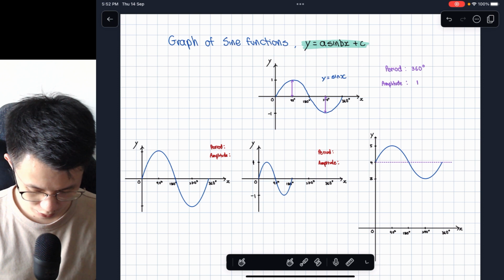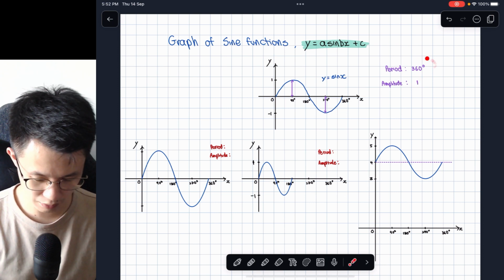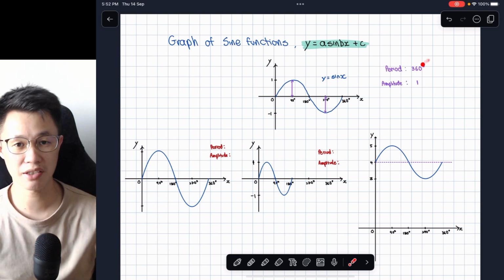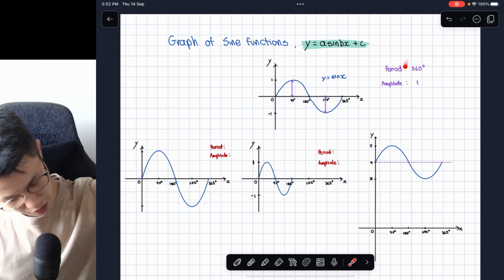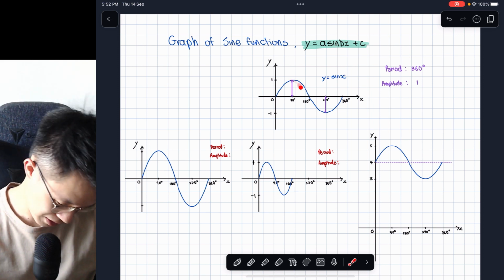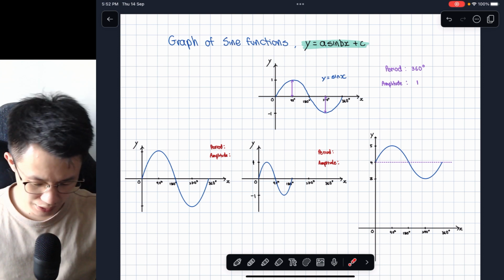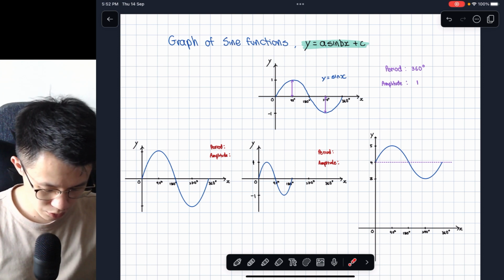It has an amplitude of 1 and a period of 360 degrees. A period of 360 degrees means how long it takes, in terms of the angles, to form one cycle. So this is actually one cycle. With that understanding, we want to be able to solve questions like that now.